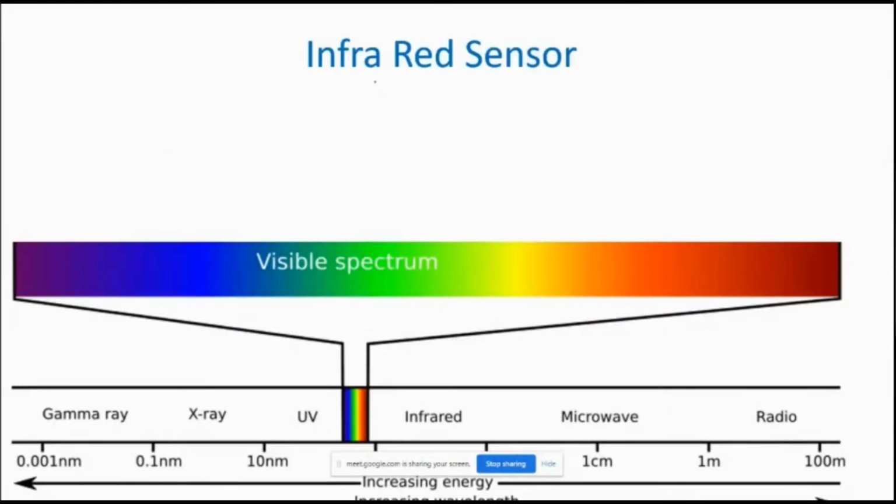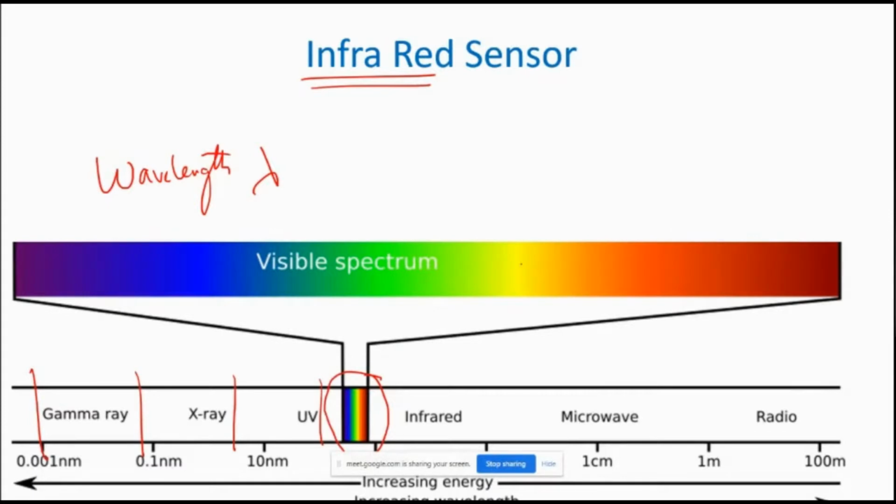When we say infrared, we know the spectrum of light: you have the gamma ray, the X-ray, the ultraviolet ray, and then the visible spectrum here in the middle. This visible spectrum is where you can actually see light, starting from violet, indigo, blue, green, orange, and red. It ends at red. After this visible spectrum comes your infrared.